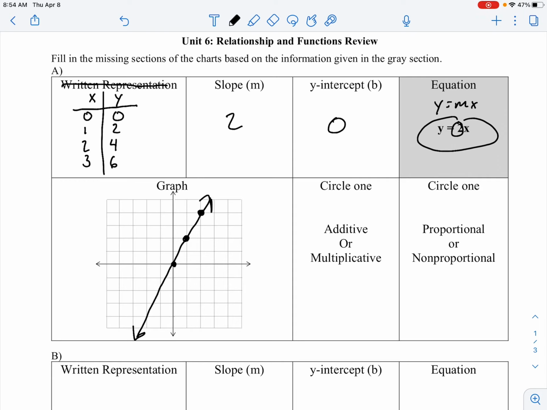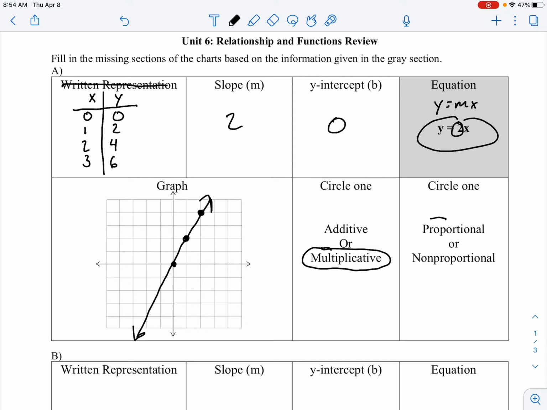All right, now is this additive or multiplicative? Well, it's following that multiplicative relationship form, so that's pretty easy to see when we have an equation. When we're not adding or subtracting anything, we're multiplying something, so it's going to be multiplicative. And then remember that multiplicative relationships are always proportional, and additives are never proportional.